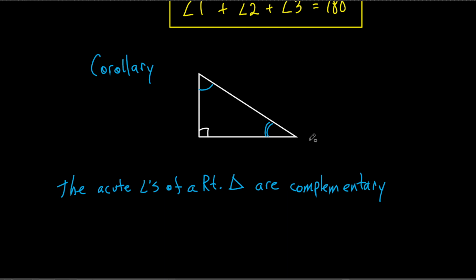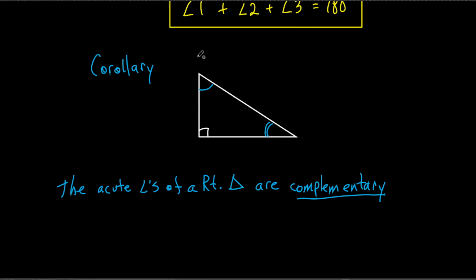Oh, it's not necessarily 45. No. Okay? It's not. All right? This could be 30. This could be 60. This could be 20. This could be 70. All right? It doesn't have to be both 45. But they are both acute. They're both less than 90. So what's true about those angles? They must be complementary.